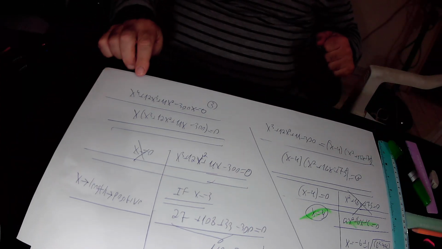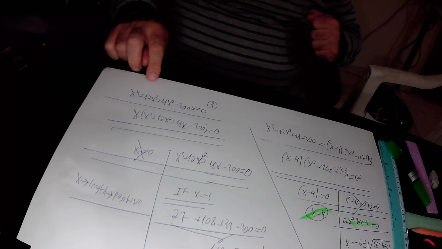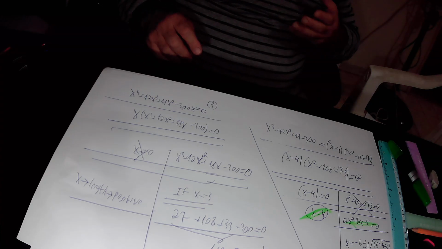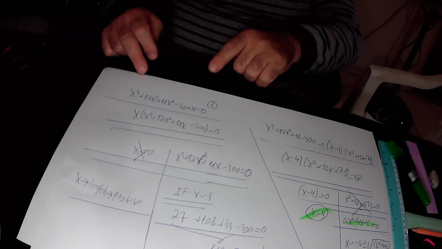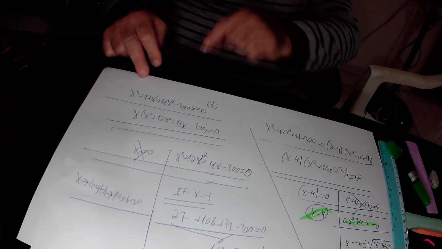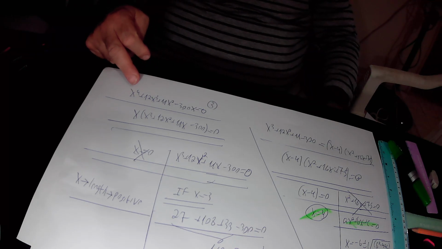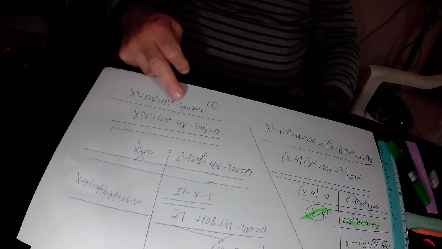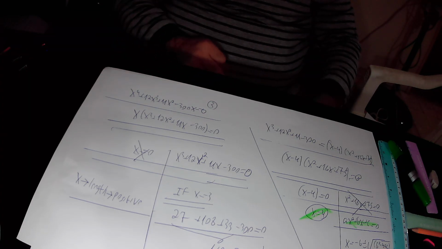And again, we find that X to the power of 4 plus 12X³ plus 11X² minus 300X equals 0. So here we took X as a common factor from those four expressions. So inside the brackets we are left only with X³ plus 12X² plus 11X minus 300 equals 0.